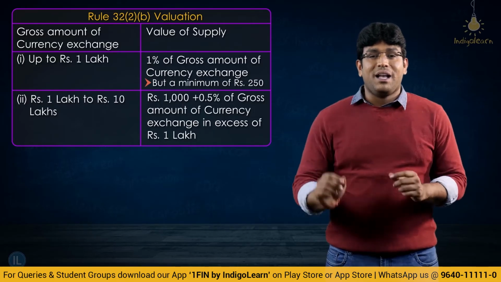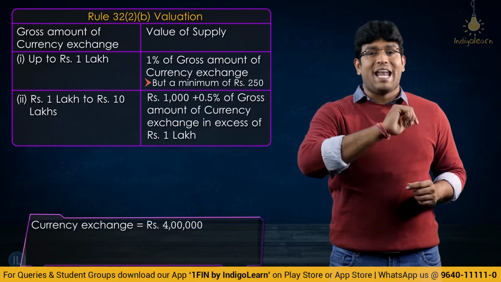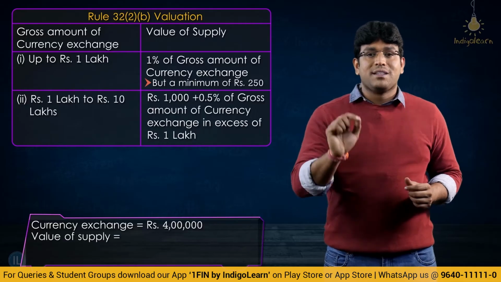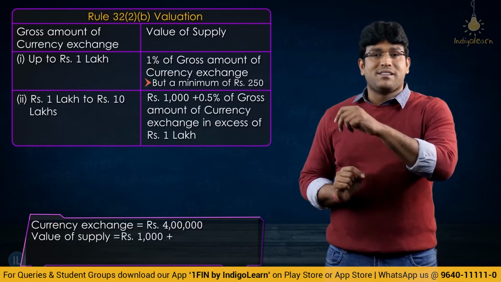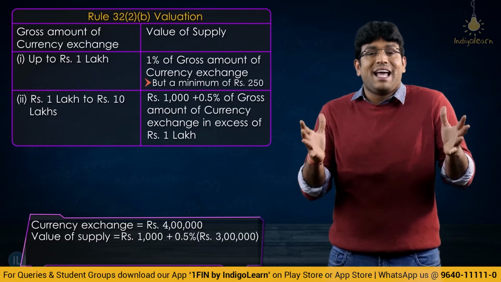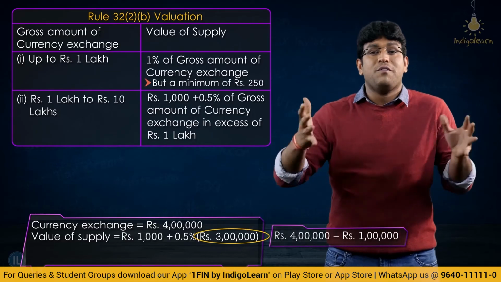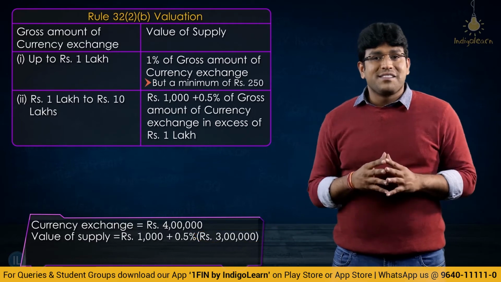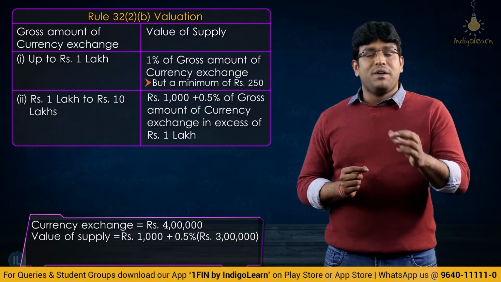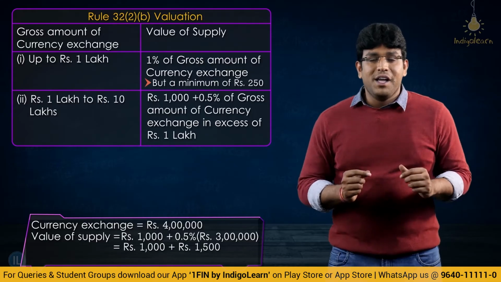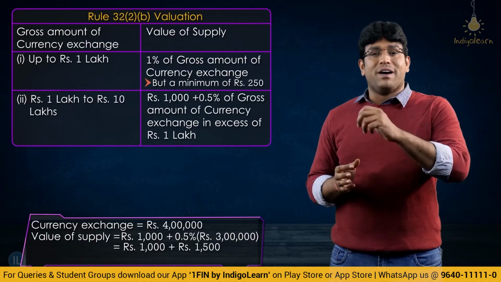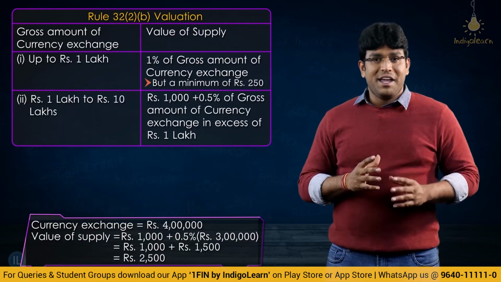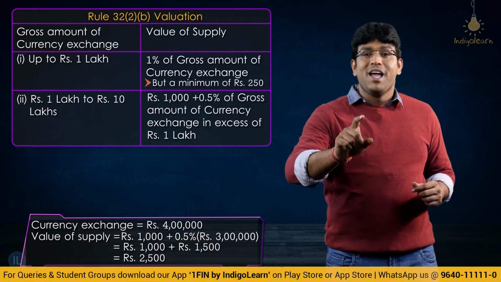So let's take an example. Currency exchange is, let's say, 4 lakh rupees. So if 4 lakhs is currency exchange, then the value of supply will be 1000 plus 0.5% of 3 lakh rupees. Why has 3 lakhs come? 4 lakhs minus 1 lakh will become 3 lakhs. So 1000 plus 0.5% of 3 lakhs. 0.5% of 3 lakhs will come to 1500. 1500 plus 1000 will work out to 2500. So if the currency exchange is 4 lakh rupees, then the value of supply will be 2500.